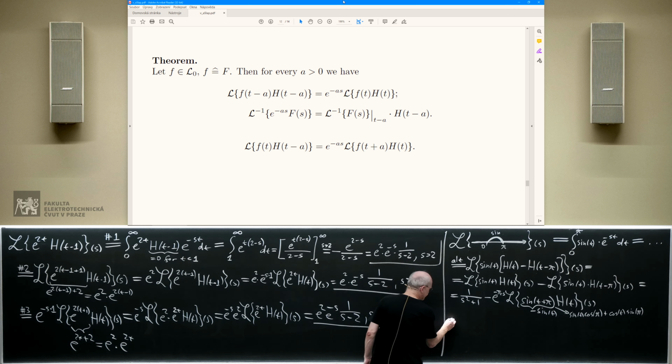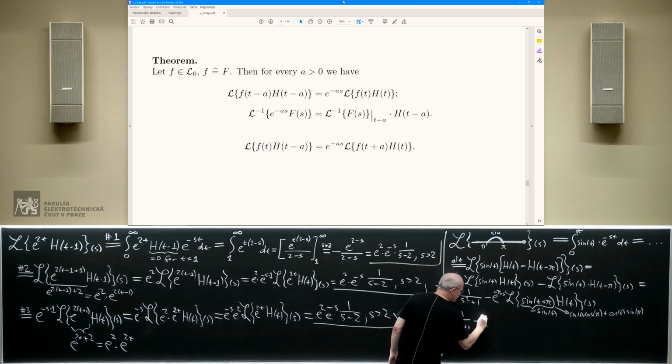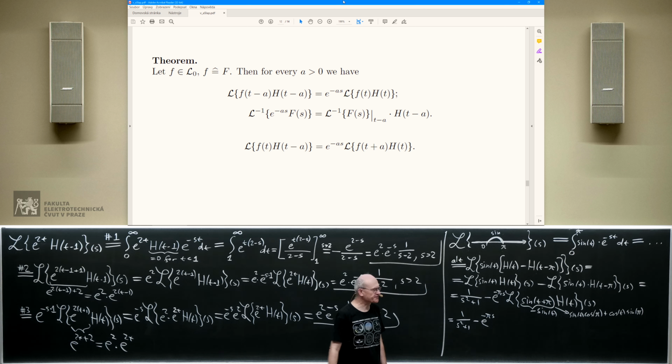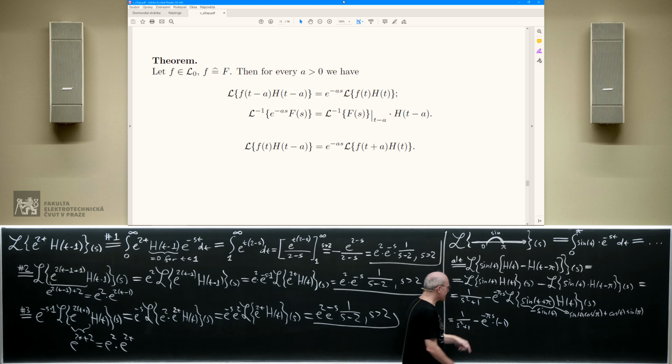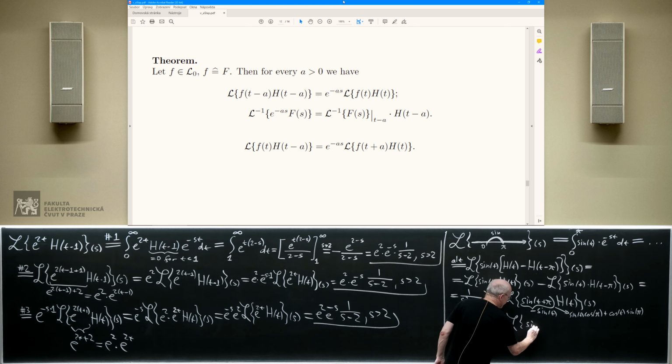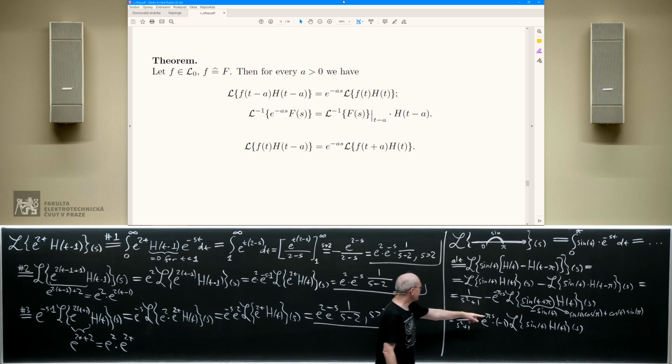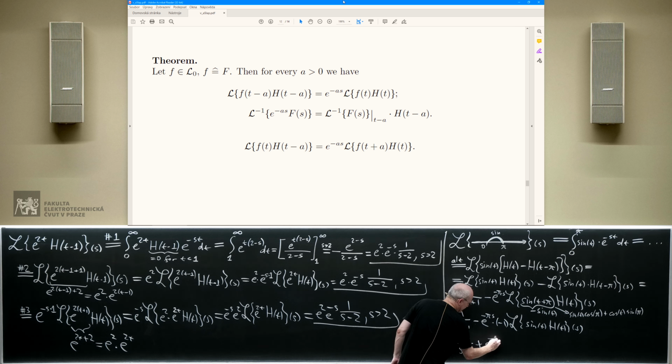Either way, let's work it out. 1 over s squared plus 1 minus e to negative pi s. So far so good. And now, instead of sine t plus pi, there will be minus sine of t, and this minus can be pulled out. So I'm still multiplying by negative 1, applying the Laplace transform just to the sine function. And that's something that I've done before. So this is 1 over s squared plus 1. Minus and minus give me plus e to negative pi s 1 over s squared plus 1.